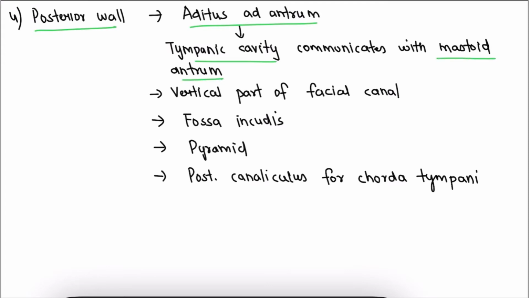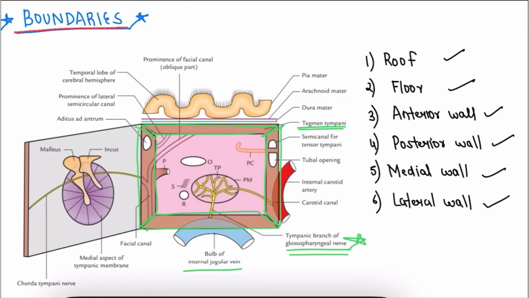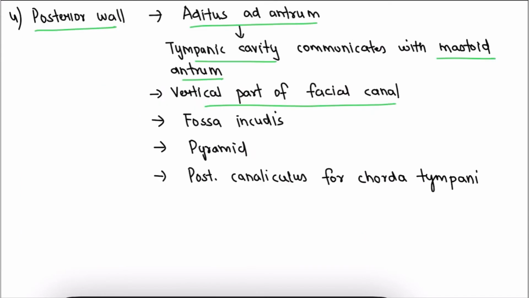The second point that we have to remember is the vertical part of the facial canal. If we see this image, we can see the vertical part of the facial canal. This is the vertical part of the facial canal, and this is the aditus ad antrum, which connects the mastoid antrum with the tympanic cavity. As we have completed the posterior wall, the other points, that is fossa incudis, pyramid and posterior canaliculus for chorda tympani, these are some less important points we cannot remember. We can remember these 2 points with the help of diagram.